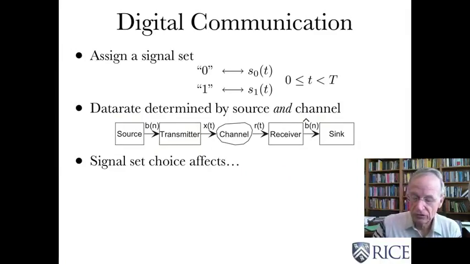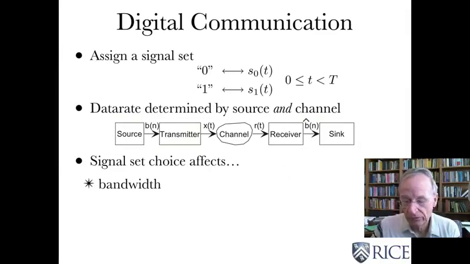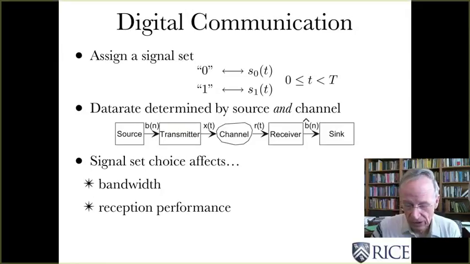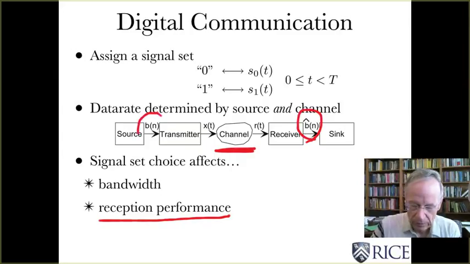So the signal set choice affects the bandwidth, and we've already seen that FSK can be a bit more efficient. But the one other thing that we need to consider is reception performance. Don't forget that this channel adds noise and it attenuates the signal. This has an effect on how accurately the bits we get out are the same as the bits we sent. And so it turns out signal set choice affects that also. That's what we're going to talk about in the next video.